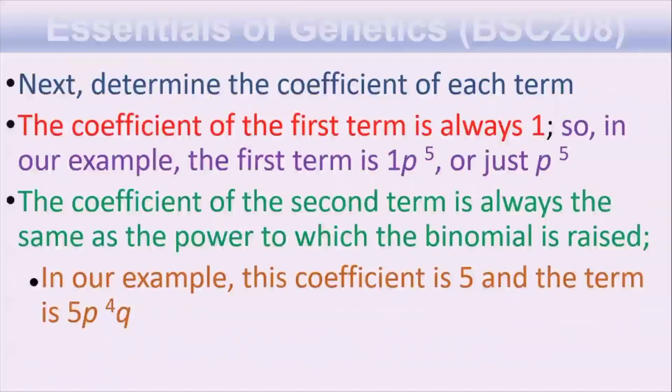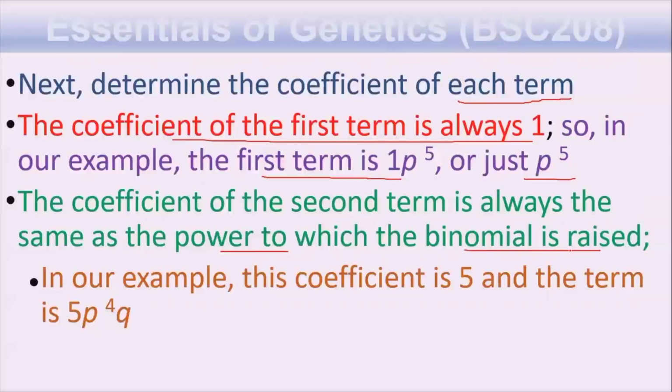Next, determine the coefficient of each term. When we have configured the exponents, the next step is to determine the coefficient of each term. The coefficient of the first term is always 1. So in our example, the first term is 1 into p raised to the power 5, so it is just p raised to the power 5. The coefficient of the second term is always the same as the power to which the binomial is raised. In our example, this coefficient is 5, and the term is 5 into p raised to the power 4 into q.